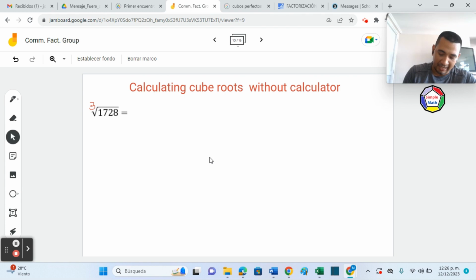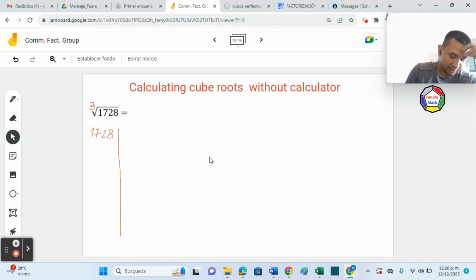So I'm going to write a long, long line to do prime factorization. Okay. So I'm going to write here 1,728. That number is divisible by 2. So I write a number 2 here.